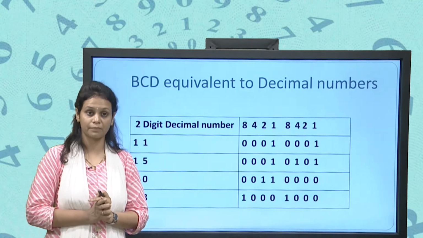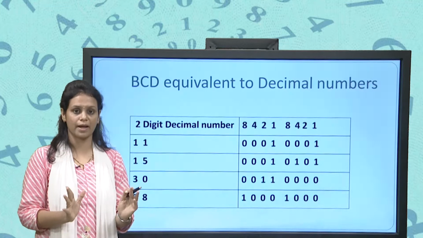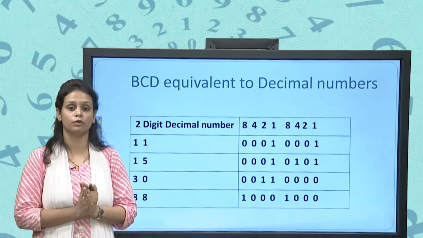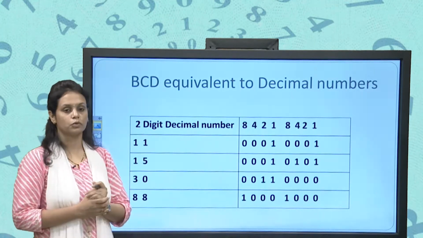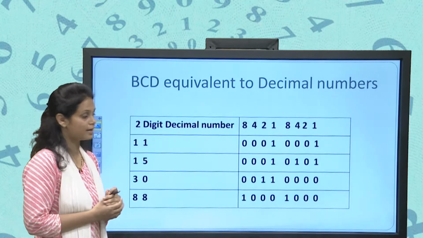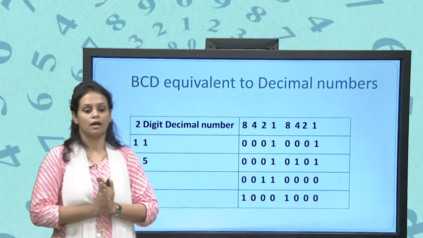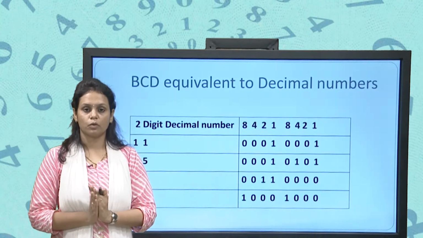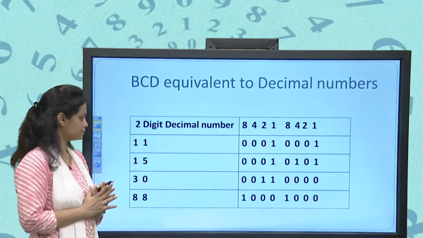I am repeating, if we convert this 11 to simply binary, then the answer is 1011. But if we convert this decimal to binary coded decimal, then the answer is 0001 0001. This is the difference between the binary number system and the binary coded decimal number system. We will see some more examples, so we will get the idea.